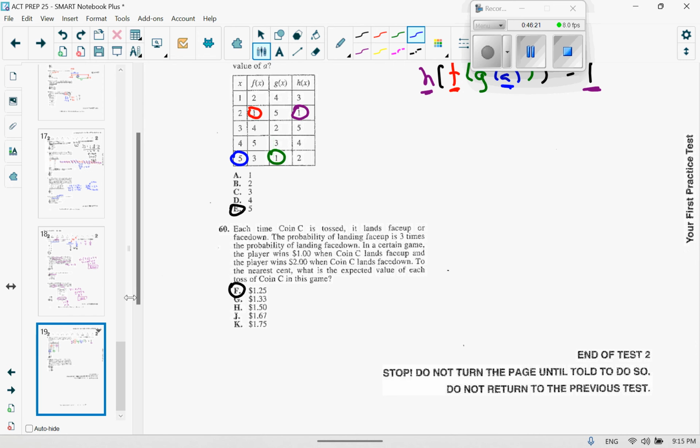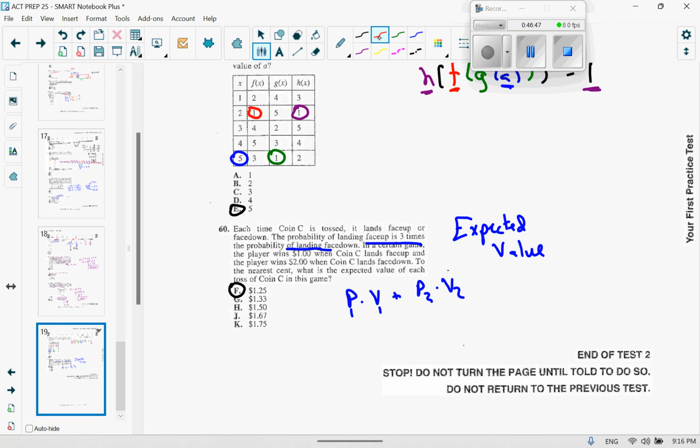60. Let's see. Landing face up is 3 times the probability of landing face down. This is what's called an expected value problem. The way you do it is you find the probability of 1 times the value, and then you add it to the probability of 2 times the value of 2.